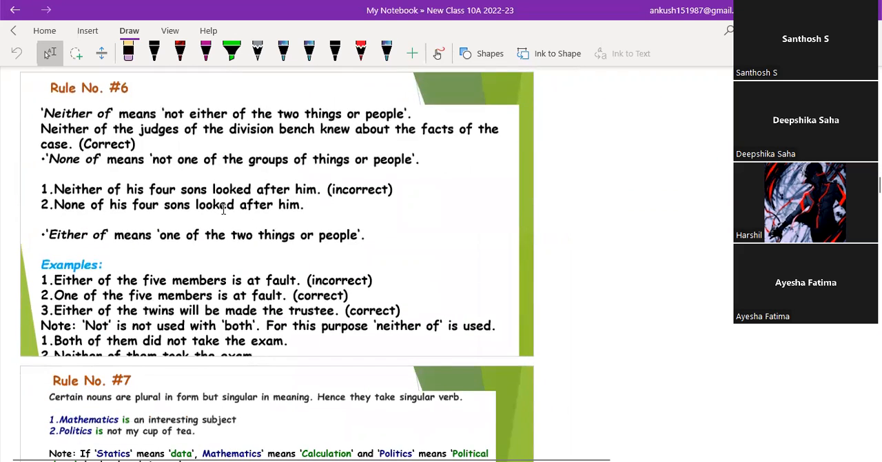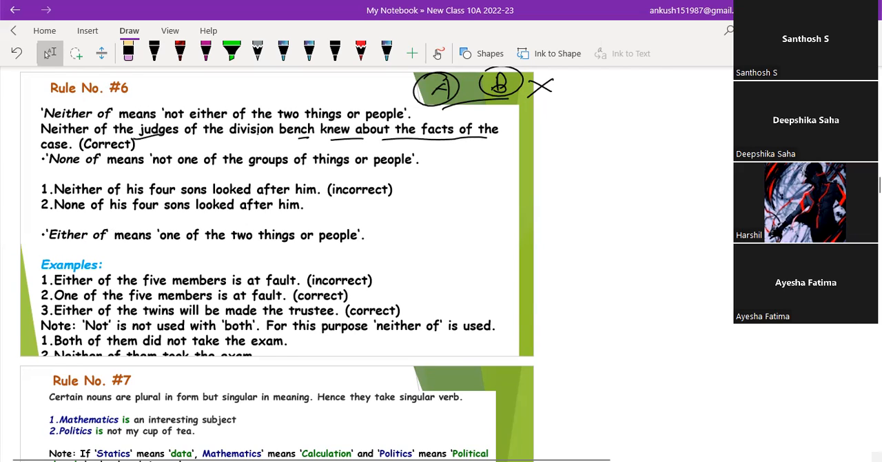Okay, what is the sixth one? Neither of means not either of the two things or people. Neither means, for example, these are two things, A and B. Suppose I say neither of these means not both. Neither of the judges of the division bench knew about the facts of the case.